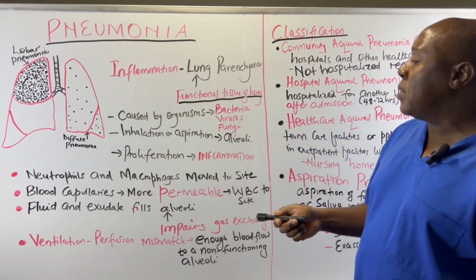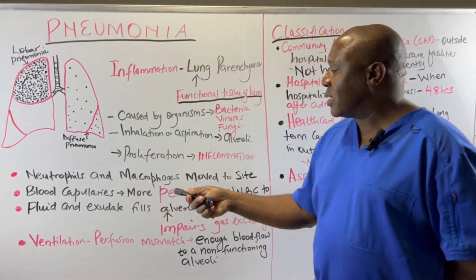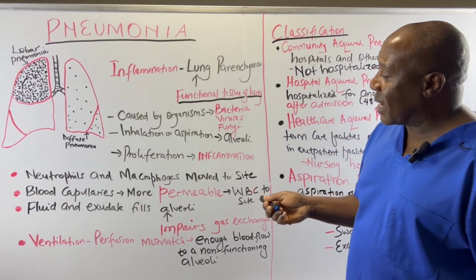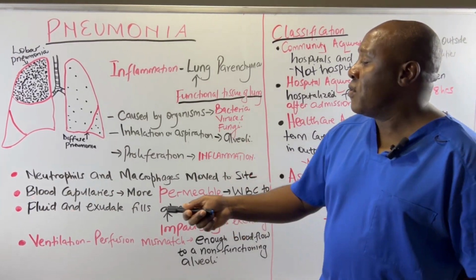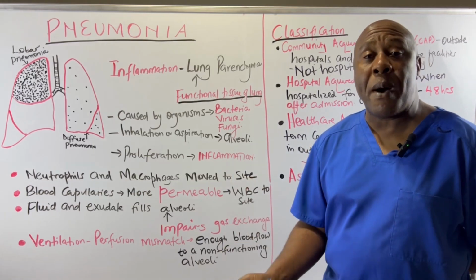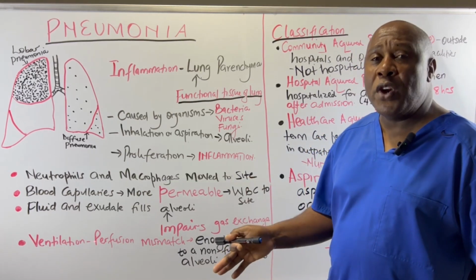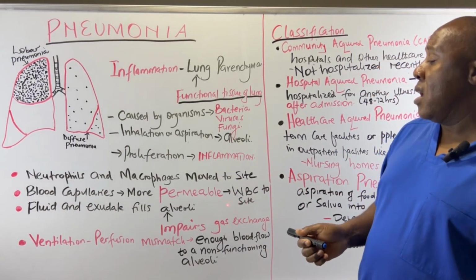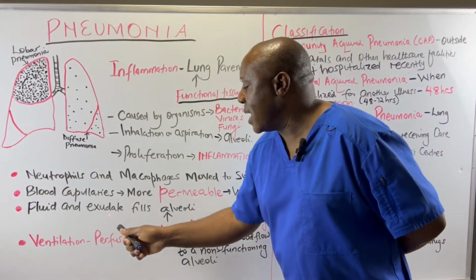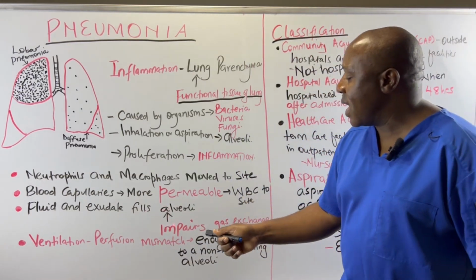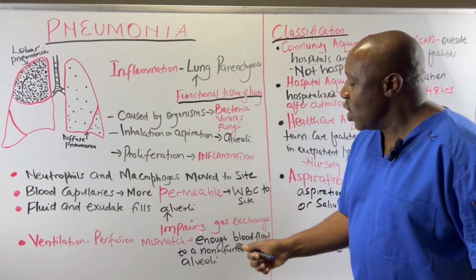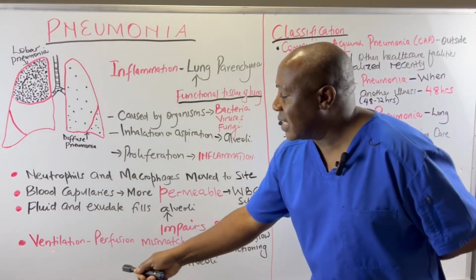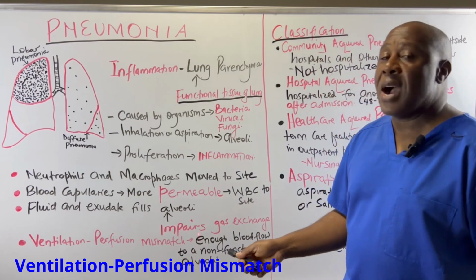So during inflammation, we have neutrophils and macrophages which are recruited to the area where we have the bacteria or the viruses or the fungi. Blood capillaries become even more permeable to move fluid that brings the white blood cells to contain this microorganism. Then the fluid and exudate that fills up the alveoli impairs gas exchange. So when you have fluid and exudate in the alveoli, ventilation perfusion mismatch occurs.